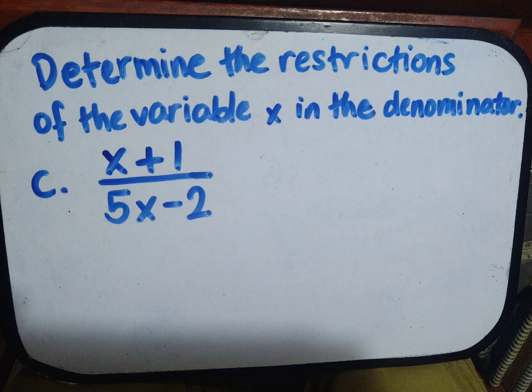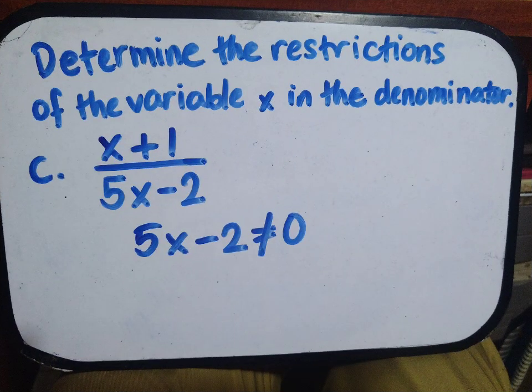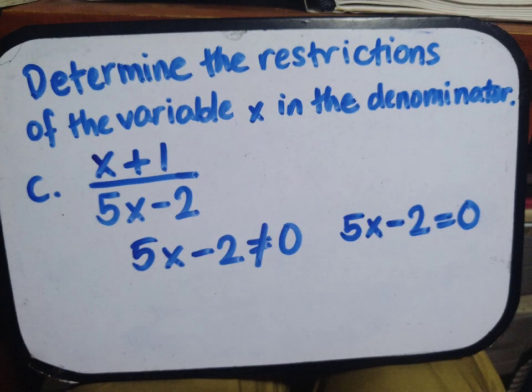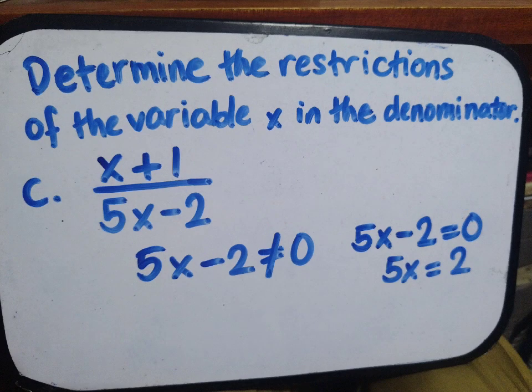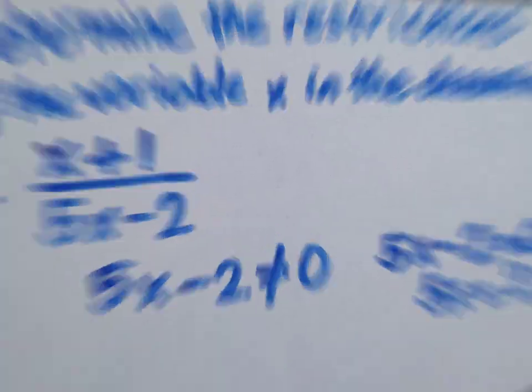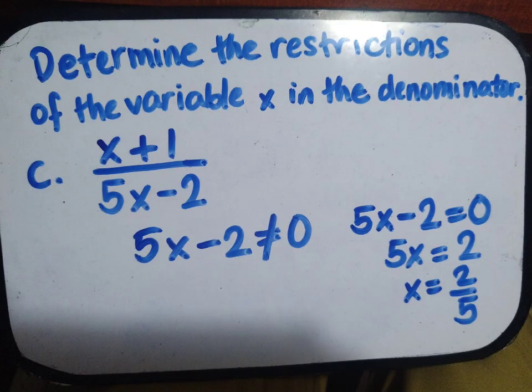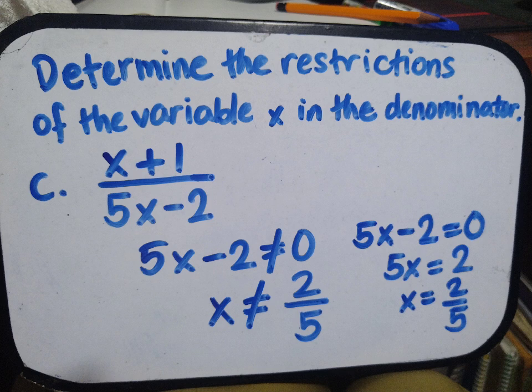Let's now determine the restrictions of the variable x in the denominator of x plus 1 over 5x minus 2. So 5x minus 2 is not equal to 0. So let's determine the value of x that makes it 0. So 5x minus 2 is equal to 0. Then 5x is equal to 2. Divide both sides by 5. So x is equal to 2/5. So the restriction is x should not be equal to 2/5.